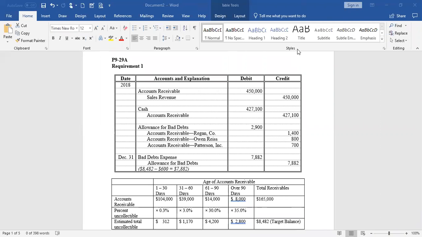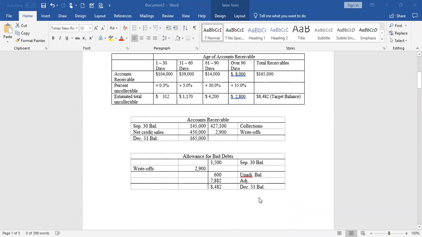So we've estimated our total uncollectible for each age group. Now add those across. So you're going to add the 312 to the 1,170 to the 4,200 to the 2,800. And your estimate is 8,482. But that is not how much you put in your journal entry necessarily. How much do you put in your journal entry?